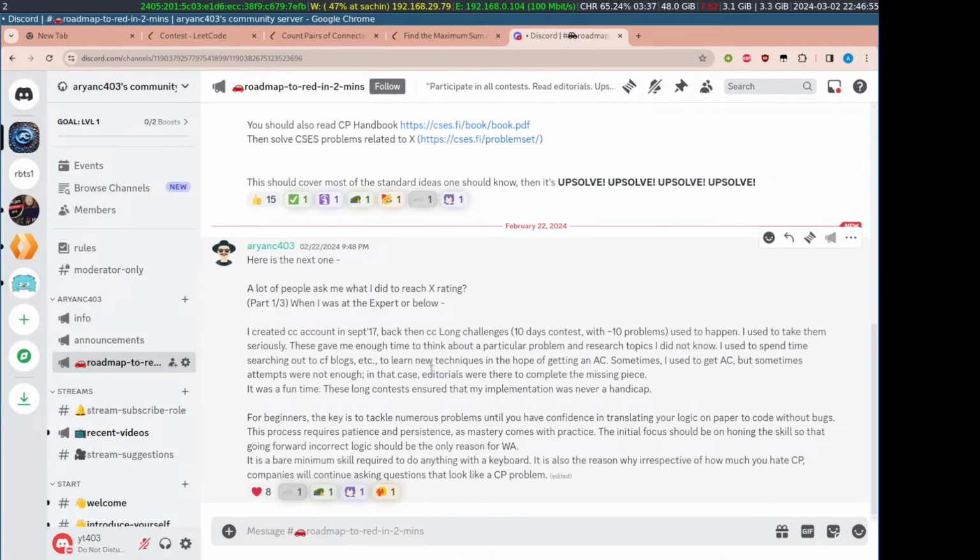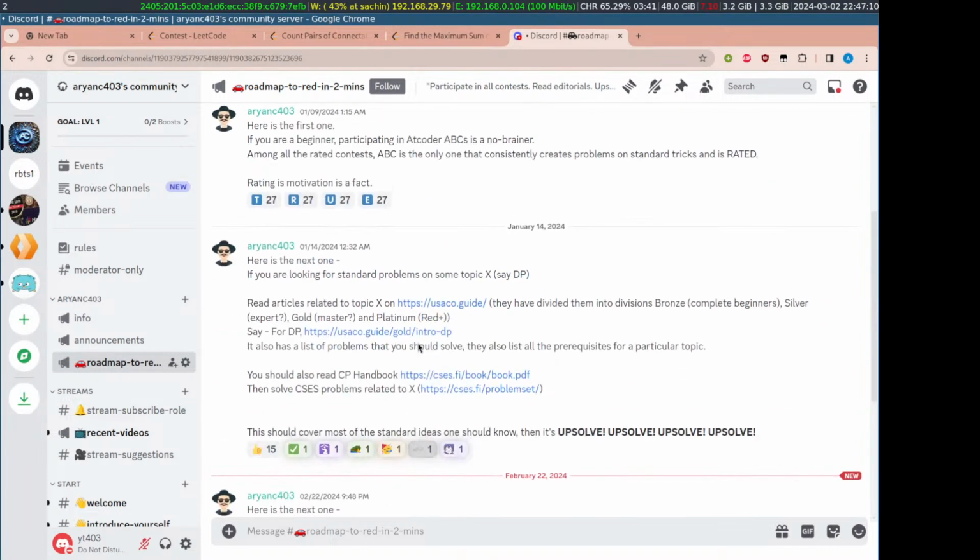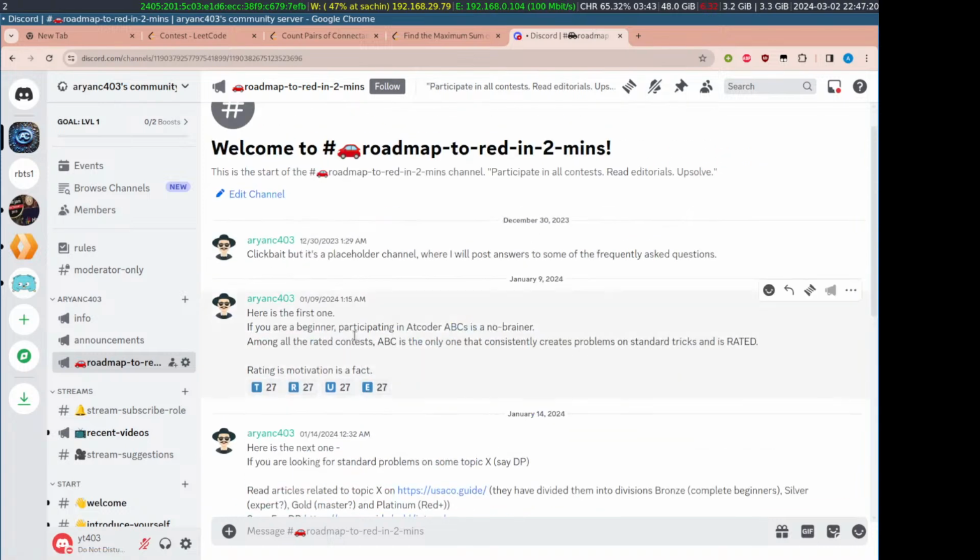And then I want to post something for candidate master, what I did when I jumped from candidate master to master, and then what I did when my max rating on Codeforces was a red point over there. Those two would be the next two parts. And here, you can either read the CSES booklet and solve their problem set. You can also refer to the USACO guide. Centroid decomposition, I said, was from here. And there are other sources as well.